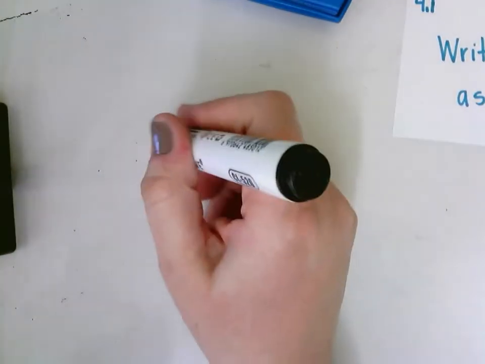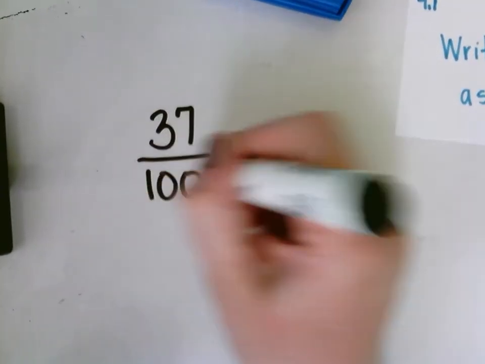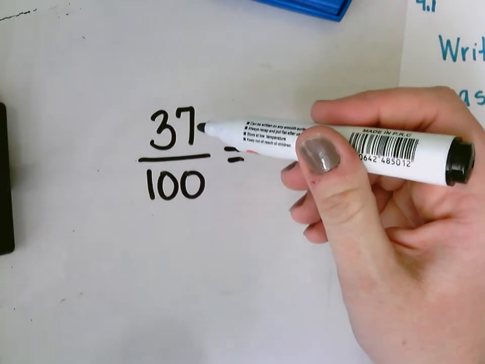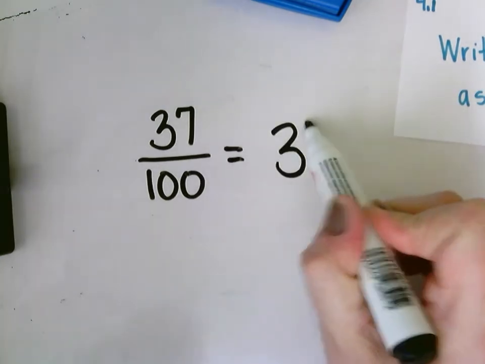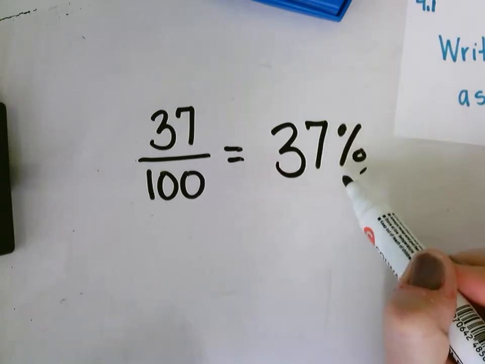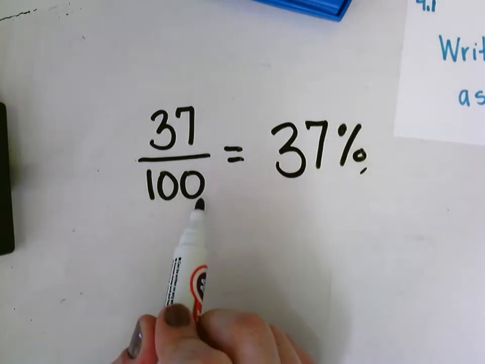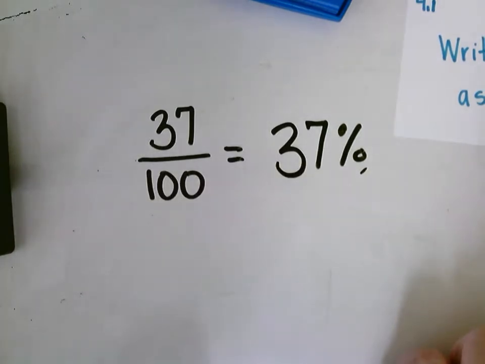If I had 37 100ths, I can already see that 37 is already out of 100. That's going to be 37%, because we said percent means for every 100. And if we have a denominator of 100, we can easily write our percent. But what if we don't have a denominator that's a 100?